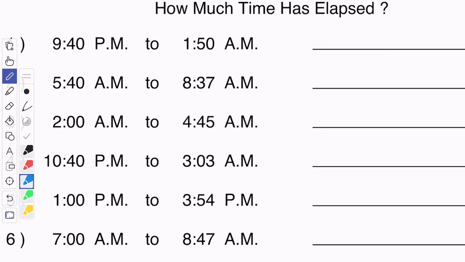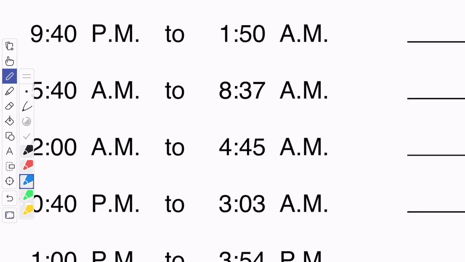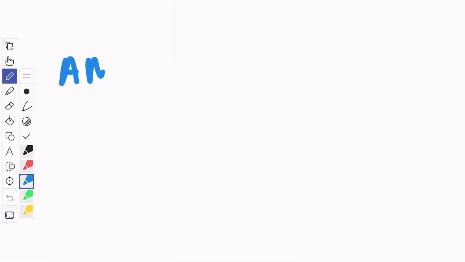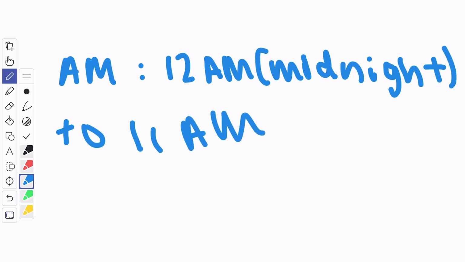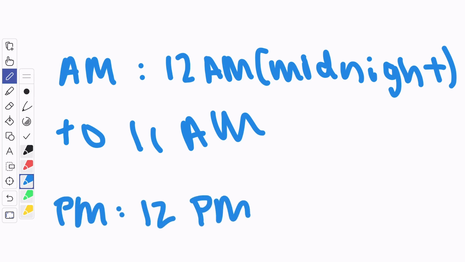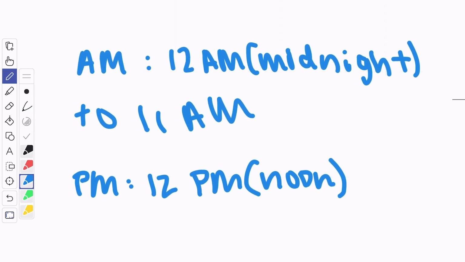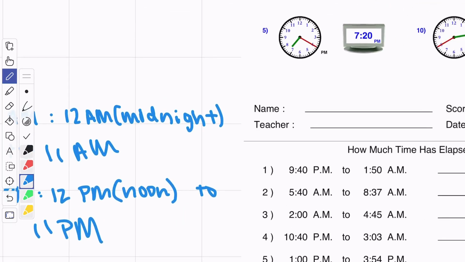So from 9:40 to 1:50. So it's good to explain. AM is the time from 12 a.m., which is midnight, to 11 a.m. Those are the times for the a.m. Now p.m. is from 12 p.m., which is noon, which is like the afternoon, and then to 11 p.m. at night. Okay, so usually p.m. is associated with nighttime, and a.m. is associated with the morning.